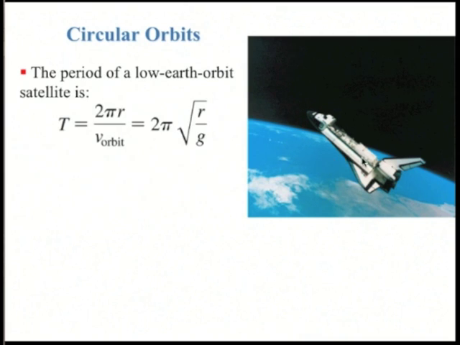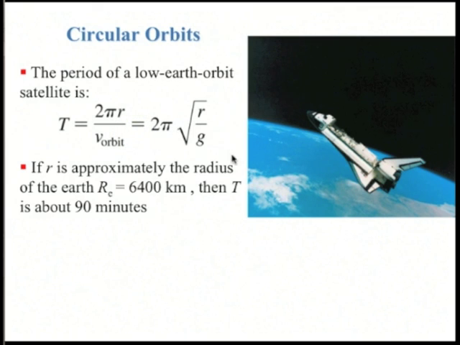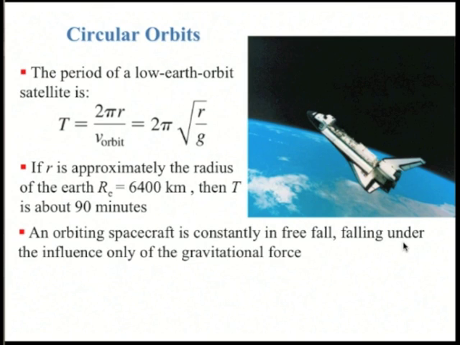So if you have, like the space shuttle in a low Earth orbit, you can find the period of how long it takes to go around the Earth by 2 pi r, the circumference, divided by the speed, and you end up with 2 pi times the square root of r over g. So you can make a calculation if you use the radius of the Earth, which is 6,400 kilometers, and you know g is 9.8, you can figure out that it takes about 90 minutes for a satellite in a low Earth orbit to orbit the Earth, which is true.